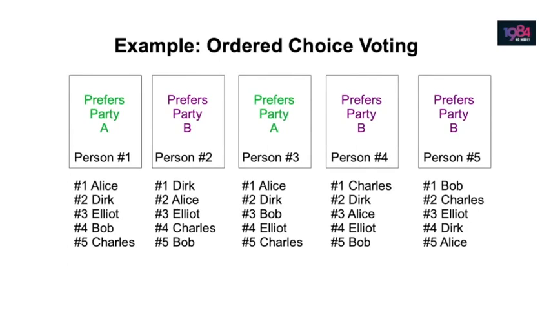With ordered choice voting instead of voting for one candidate, each person orders a list from his favorite candidate to his least favorite candidate. For example, person 1's favorite candidate is still Alice who is listed as number 1. The second favorite candidate is Dirk at number 2. The third favorite candidate for person 1 is Elliot. The fourth favorite candidate is Bob. And the least favorite candidate for person 1 is Charles. Persons 2 through 5 also list their favorite candidates in order.